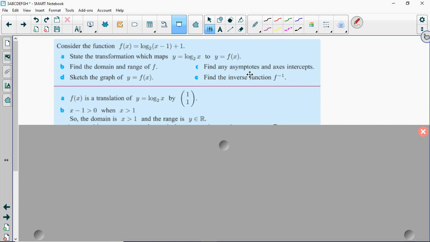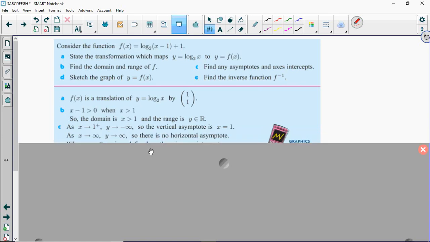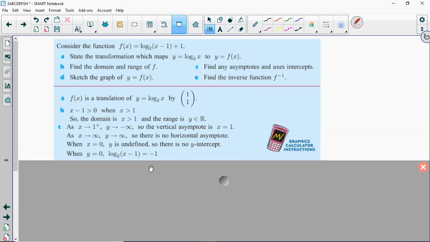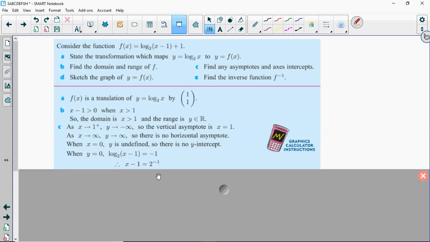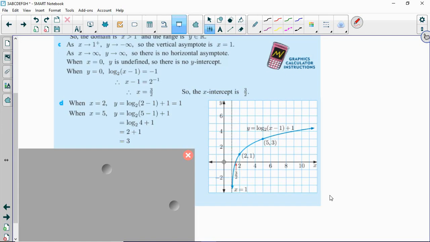Asymptotes. Our normal vertical asymptote is x equals 0, but again, this is moved to the right, so we got x equals 1 is our vertical asymptote. Axes intercepts. Yeah, this will cross over the x-axis, so we can set y equal to 0 or f of x equal to 0, and we can just solve there for x. So we're going to have 2 to the power of negative 1. That's going to be 1/2 is equal to x minus 1, and solving for x, we get 3/2. Putting this all together, we can get a sketch of the graph.